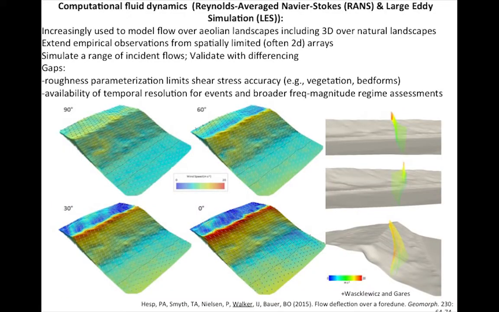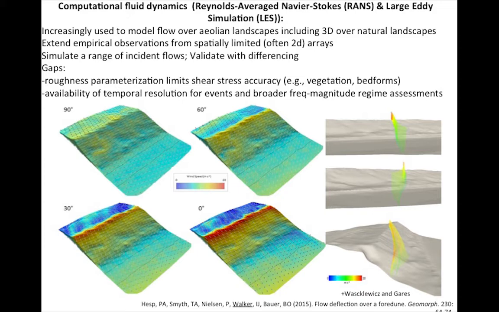Here's another one. One of the things we see, especially at these high spatial resolutions, is the application of computational fluid dynamics tools to certain surface process questions. These solve the Navier-Stokes equations and use large eddy simulation approaches. This is from another colleague at ASU, Ian Walker, and his colleague Sad here, for aeolian applications. We're starting to see CFD increasingly used to model flow over aeolian landscapes, including natural 3D ones.